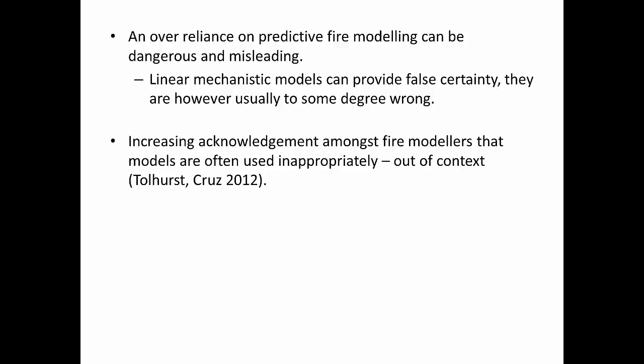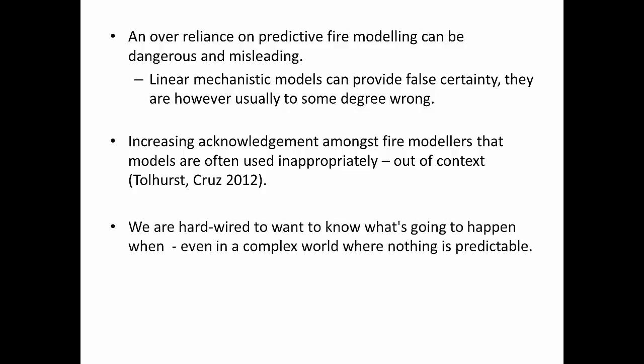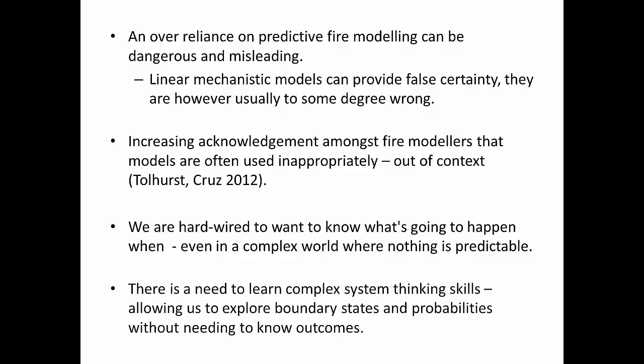But the problem is we're hardwired to want to know what's going to happen and when it's going to happen. Even in a world where things are generally complex and unpredictable. We really wanted to know that Trump was not going to win. But unfortunately, we were wrong. So I think there's a need to develop complex systems thinking rather than wanting to know the outcome: how to explore how the processes work, how to understand boundary states and the probabilities of outcomes rather than having to know with certainty.